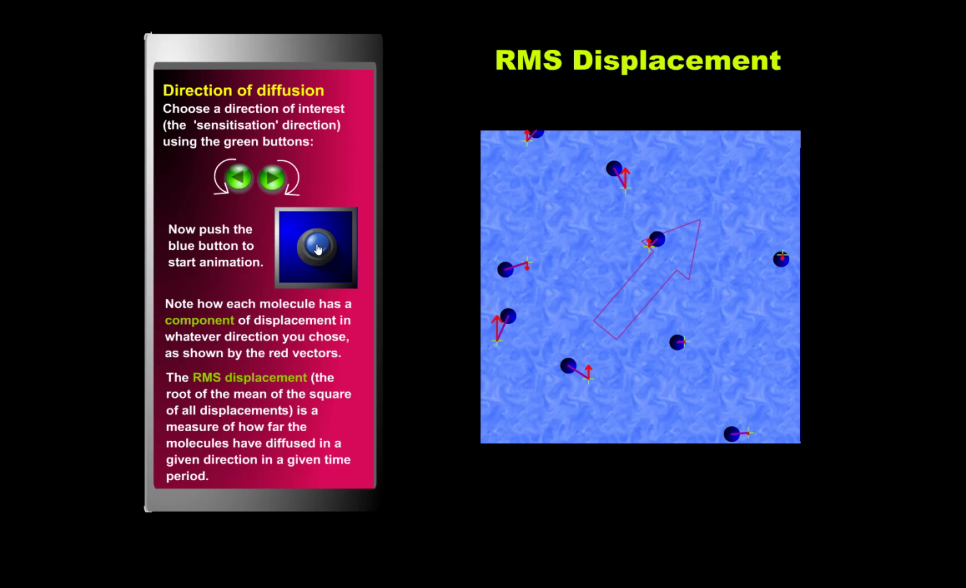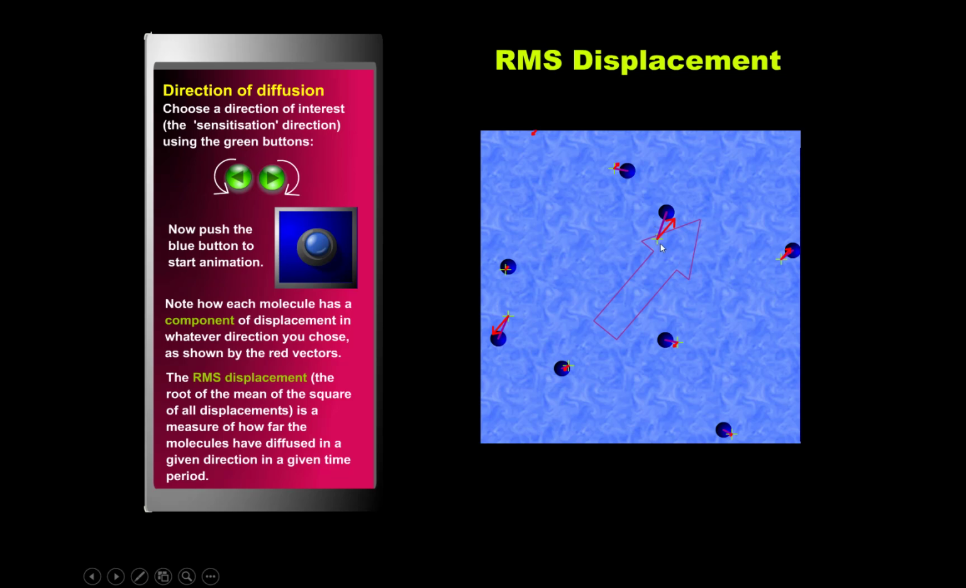Okay, or maybe we're interested in some other direction. It's the same idea. If we specify a particular direction, we're measuring diffusion in that particular direction. Okay, now how do we get a number from that? So say again we're interested in this direction. This particular molecule has moved this far, this one this far is indicated by the red vector, and so on and so on.